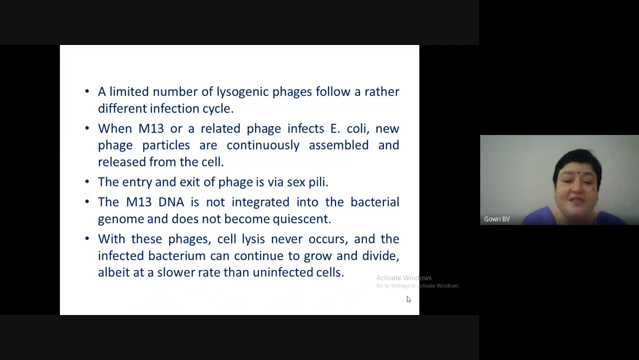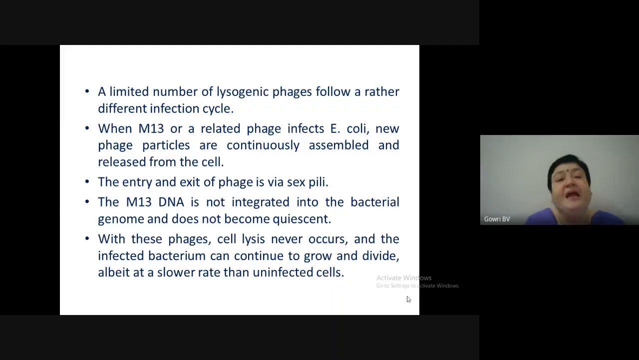With these phages, cell lysis never occurs and the infected bacterium can continue to grow and divide, albeit at a slower rate than uninfected cells. So since there is a phage entering it, its health will become a bit lesser, so it will multiply at a slower rate, but it does multiply. That is what this sentence means.